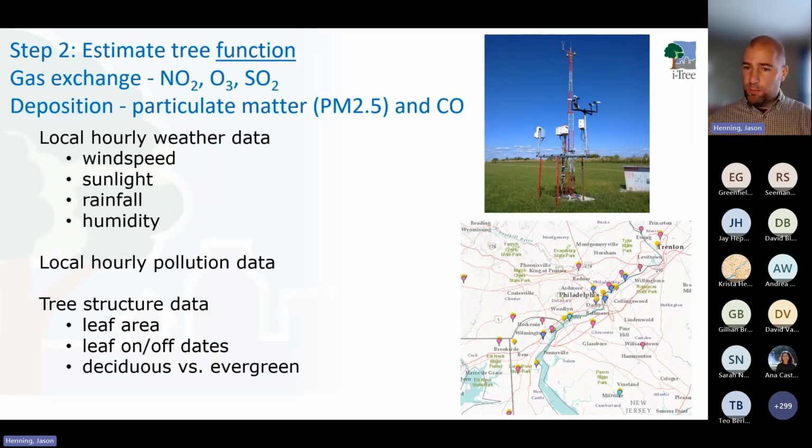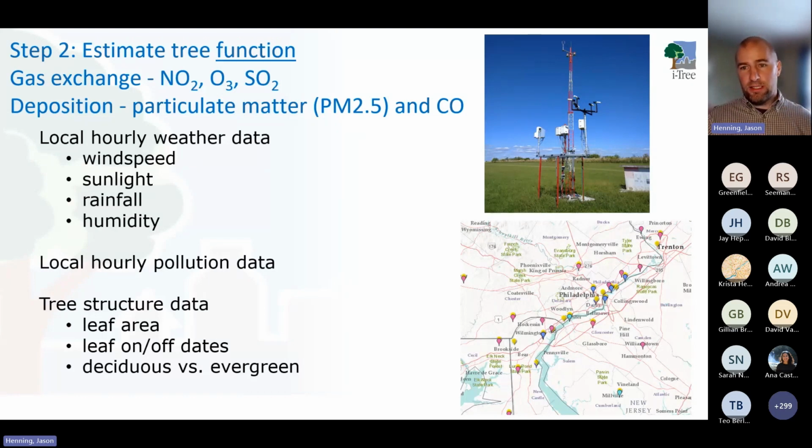Then we have ones that are just deposited. So we have a lot of surface area, just like a sponge soaks up a lot of water because it has a lot of surface area. A tree soaks up a lot of things like particulate matter and carbon monoxide because it has a lot of surface area. So that's going to interact too with the weather data. So all of this is going on in the background of iTree.